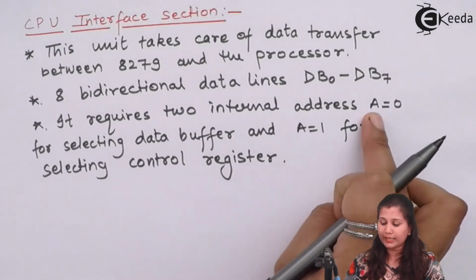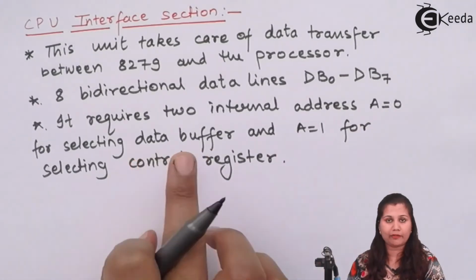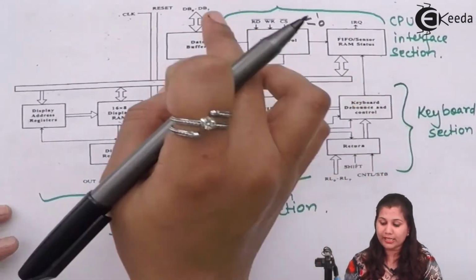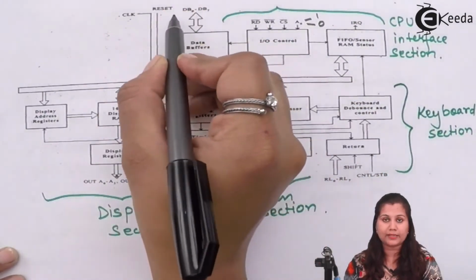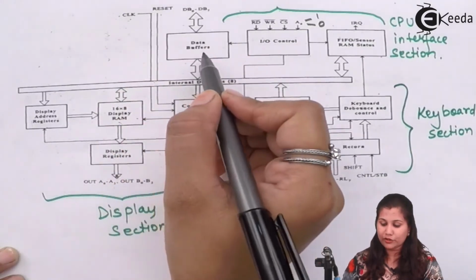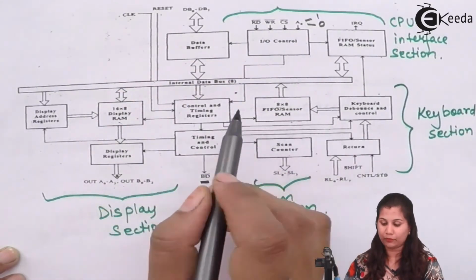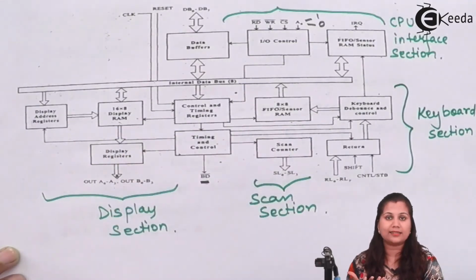Now when A0 equals 0, the data bus buffer is selected. It means that the data which is available on this data bus is the data which is to be written in either the display RAM or the FIFO sensor RAM. It means it contains the data.